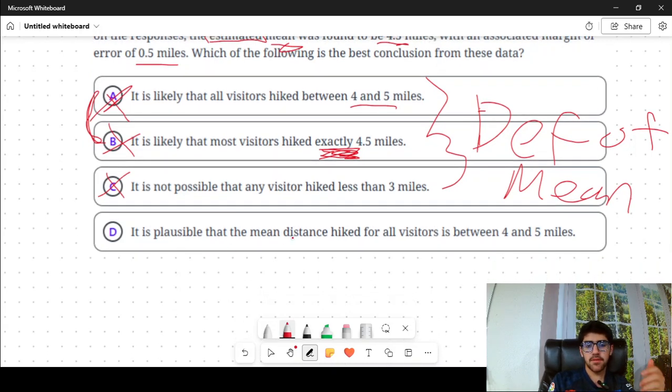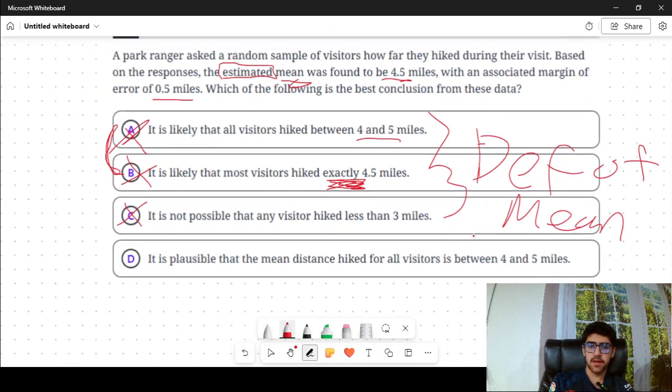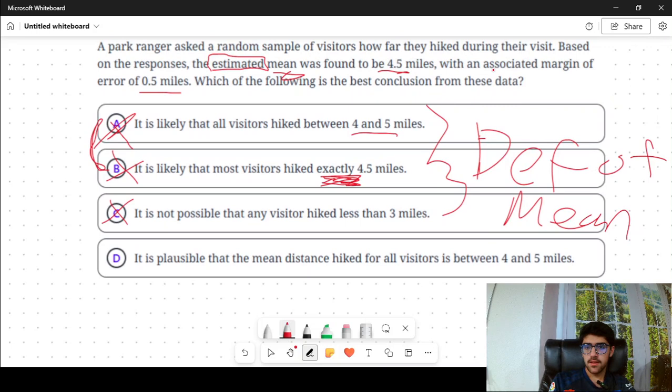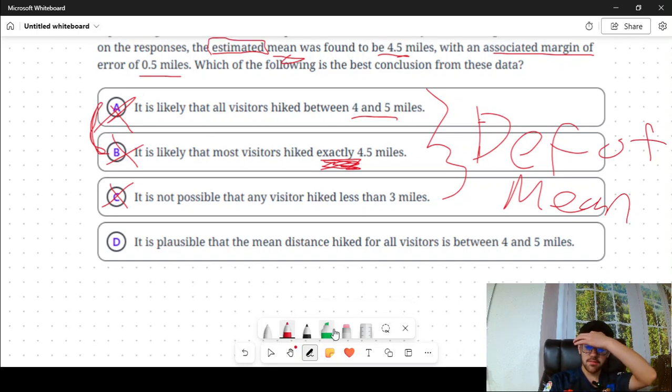And then D says it is possible that the mean distance hiked for all visitors is between 4 and 5 miles. So, what is the definition of the margin of error? The margin of error is basically plus or minus. So 4.5 plus 0.5 is going to be 5. 4.5 minus 0.5 is going to be 4. So it is likely that the estimated mean can vary between 4 and 5, which is how you can use the margin of error, which is what D is doing. D is just using the margin of error to conclude that the mean distance can be between 4 and 5 miles, which is correct.